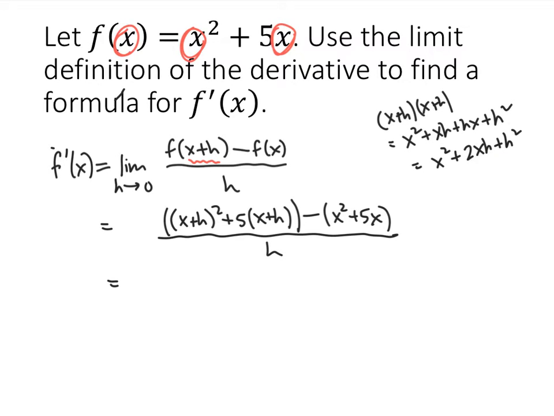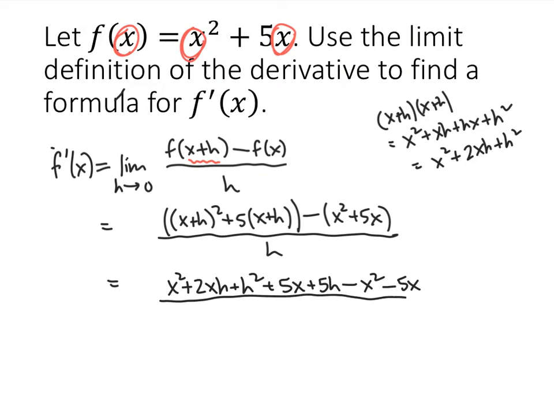So that goes on the top of our fraction here. So we've got x squared plus 2xh plus h squared, 5 times x plus h is 5x plus 5h, minus x squared minus 5x, all divided by h. Okay, so this looks nightmarish, but we're going to be able to cancel some things out.